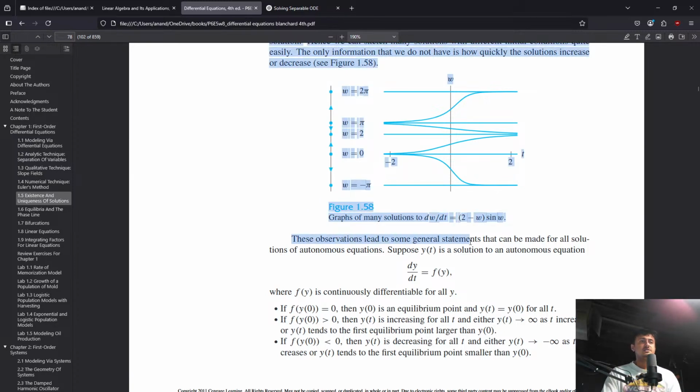These observations lead to some general statements that can be made for all solutions of autonomous equations. Suppose y of t is a solution to an autonomous equation.